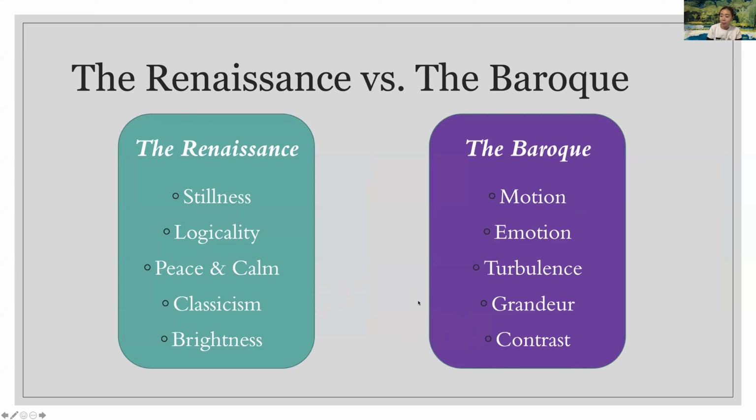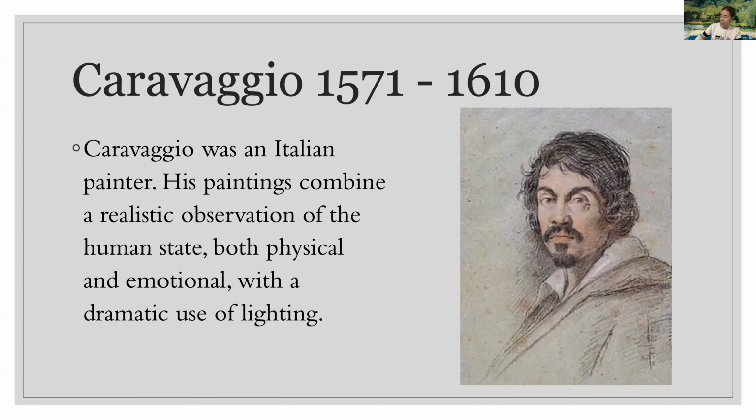And now we are going to see two Baroque artists in this chapter. The first artist is Caravaggio. Caravaggio was an Italian painter. His paintings combine a realistic observation of the human state, both physical and emotional, with the dramatic use of lighting.